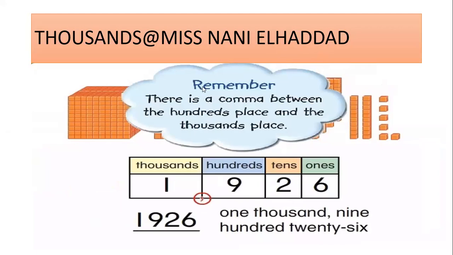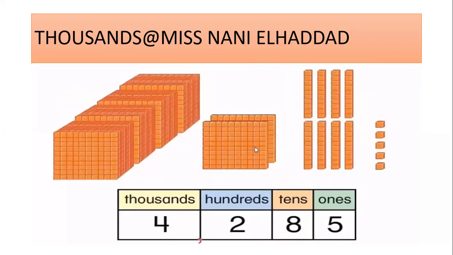Remember, this is very important to know. There is a comma between the hundreds place and the thousands place. So you have to put a comma between hundreds and thousands. Once you finish the number 926, you put a comma, then the number. And it's called 1,926.